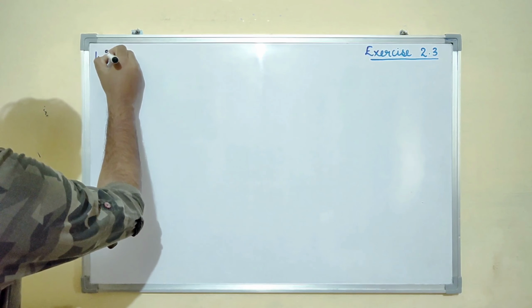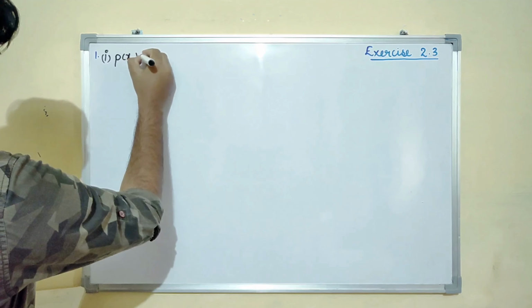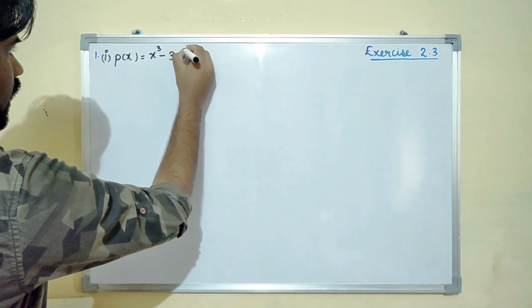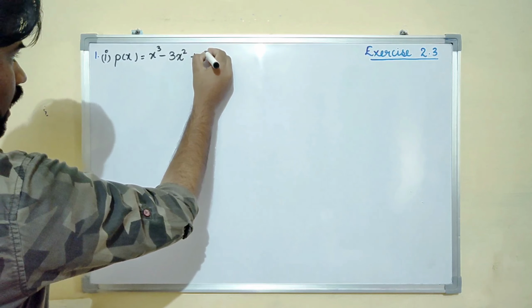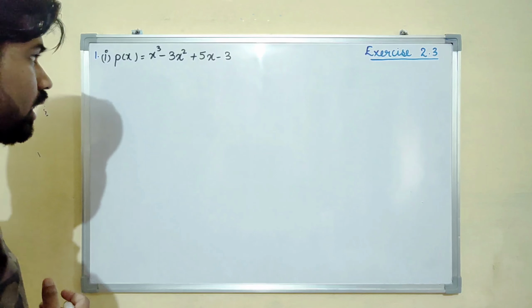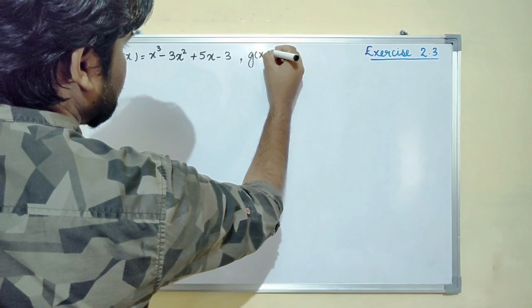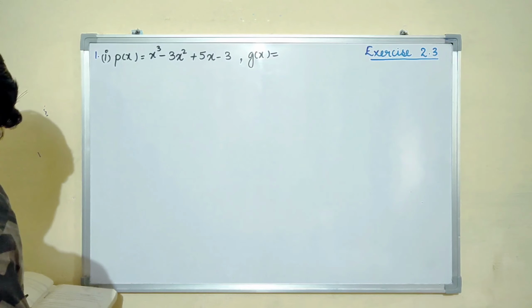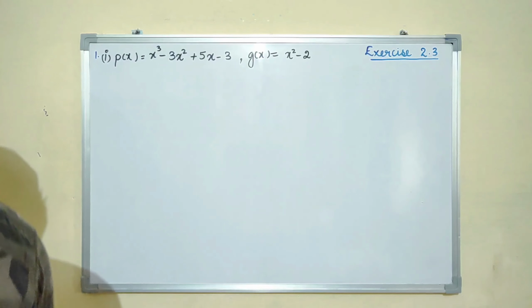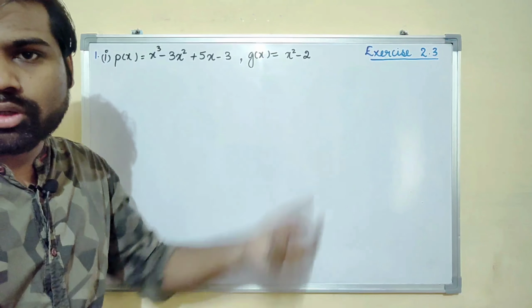The first part of this first question is, here p(x) is given as x cube minus 3x square plus 5x minus 3. This is your dividend, and g(x), that means your divisor, is written as x square minus 2. Now you have to divide this polynomial by this polynomial.